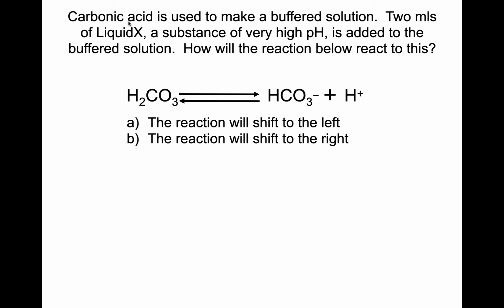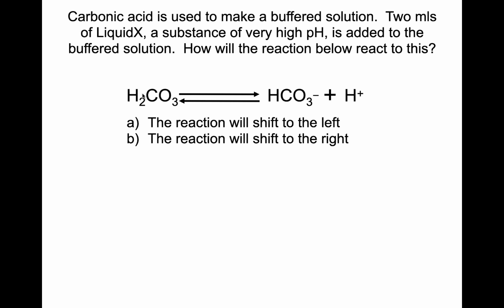We have used carbonic acid to make a buffered solution. So what we did is we took water, and we added to it carbonic acid. Now, when we do that, that carbonic acid is going to reach an equilibrium. Some of it's going to break down, some of it's going to stay like this. Good. Now what we've done is we've taken another solution we call liquid X, and we're adding it to our buffered solution. And we know that liquid X is a substance of extremely high pH. And we've added it to our buffered solution.